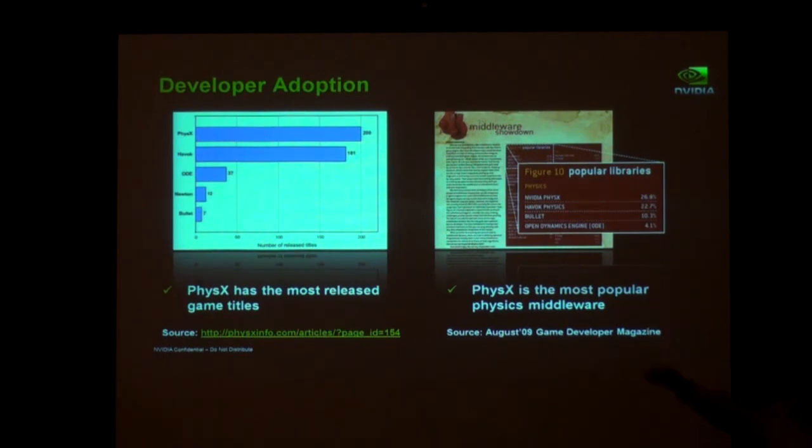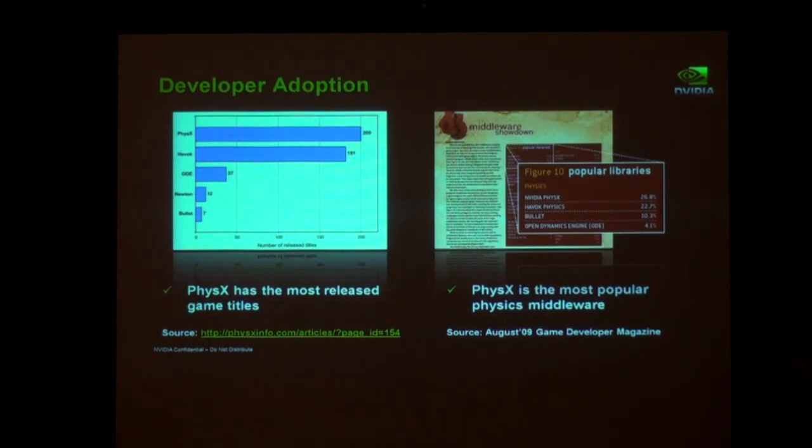And they counted up all the titles that have shipped using PhysX and Havok, which is the other leading middleware for physics. And there are some smaller ones, ODE, Newton, and Bullet. As you can see, we are way ahead. And that number has already been eclipsed. We are probably at more like 220 by now, so all the data there is a little older.